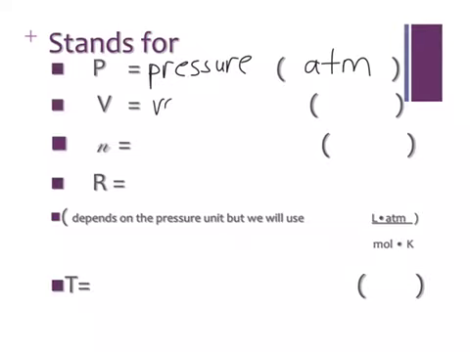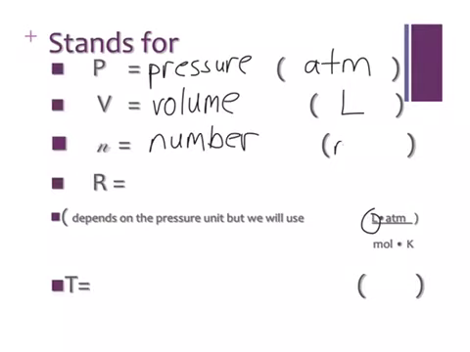V stands for volume. Now, in our other gas laws, it hasn't mattered whether it's been in milliliters or liters. However, based on the constant, you'll see that this is written in liters, so it has to be in liters. n stands for number, and that's going to be in moles. So that means that sometimes they're going to give you grams, and you'll have to convert to moles, or they might even ask you to find the molar mass.